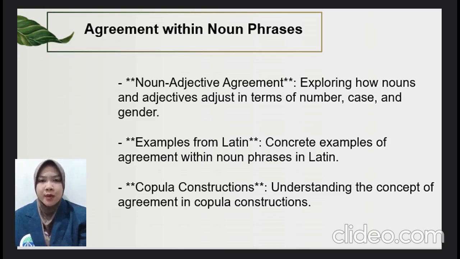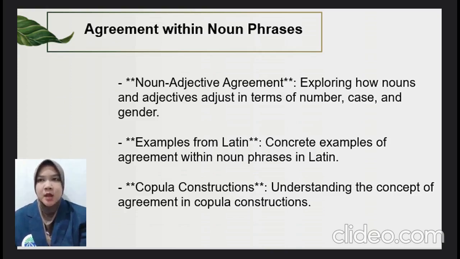Example from Latin. A concrete example of agreement within noun phrases in Latin. Example: in Latin, the phrase "puellae bonae" means good girls. Here, puellae, girls, is feminine and plural, and bonae, good, agrees with it in gender, number, and case.